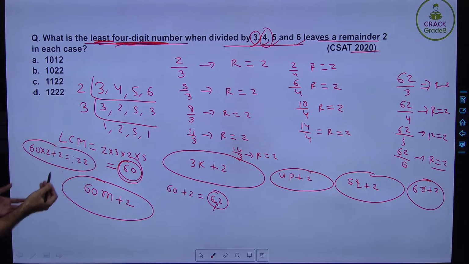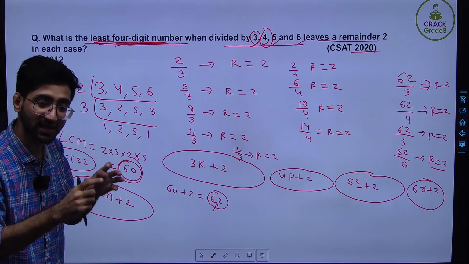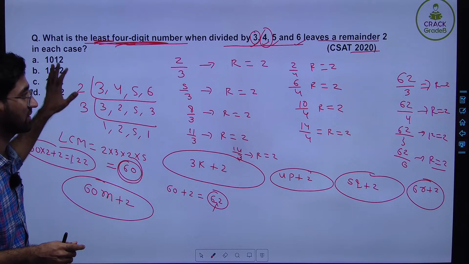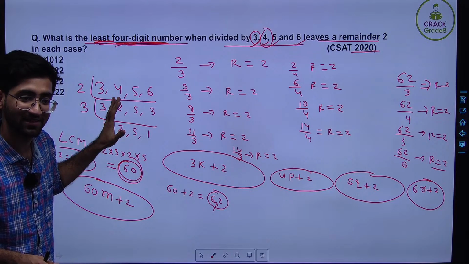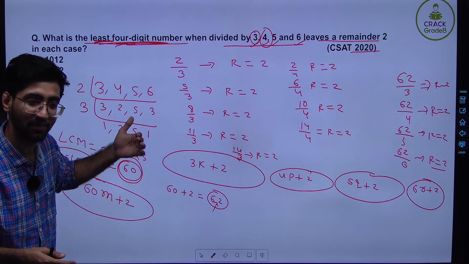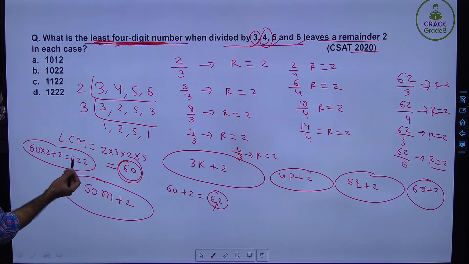See, why am I explaining so much? My goal is to teach you how you can think, right? See, we were able to answer the question by using options, right? But why are we learning? Such that your basics should be built up, right? So if you put the value of m as 2, that number will be equal to 122.